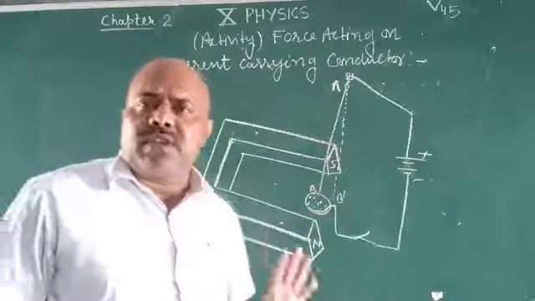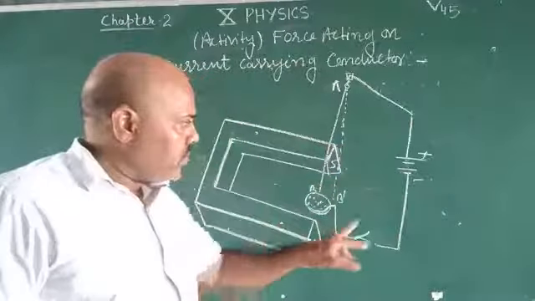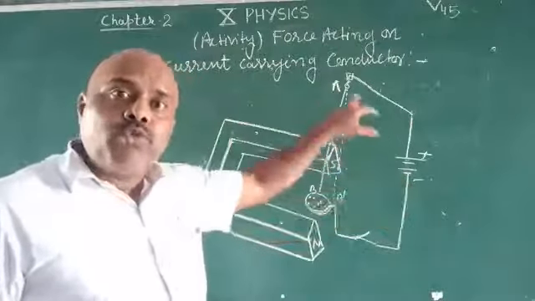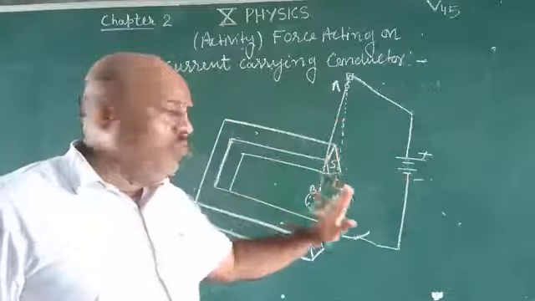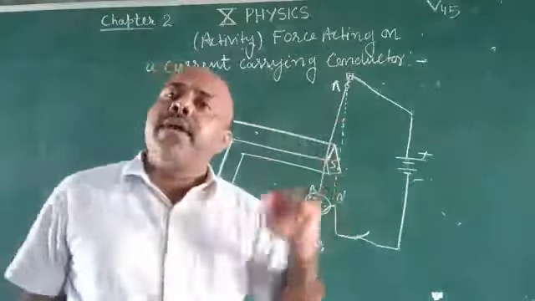To complete this circuit, on pressing the key, the current flows through this wire. When the current flows through the wire, it begins to move in the forward direction.